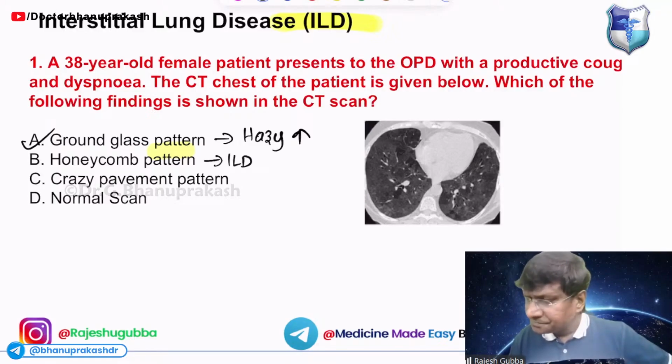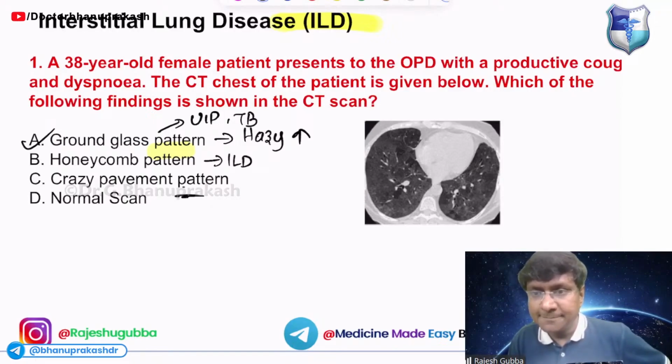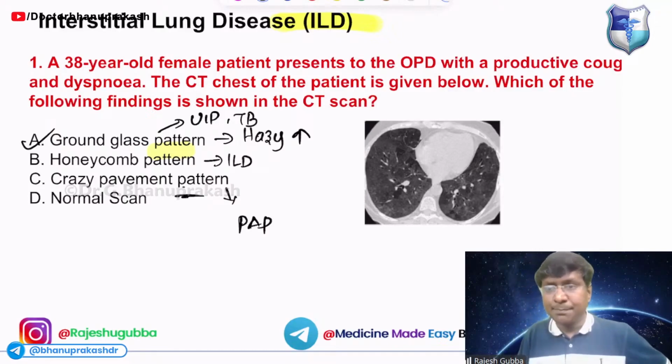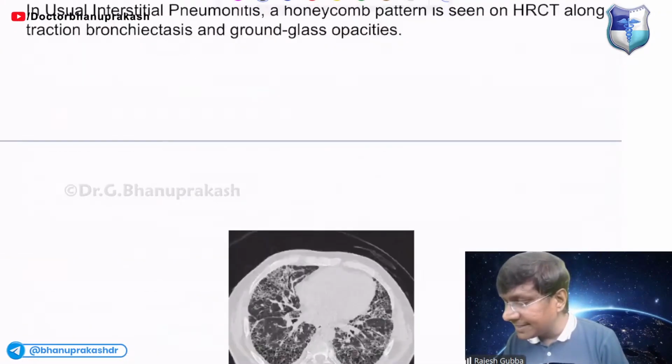Okay. Then where do you have ground glass opacities? That is observed in case of UIP, that is usual interstitial pneumonitis. And not only that, even in case of traction bronchiectasis. Then crazy paving pattern. Where will you have this crazy paving pattern? Anyone? Crazy paving pattern is observed in pulmonary alveolar proteinosis.